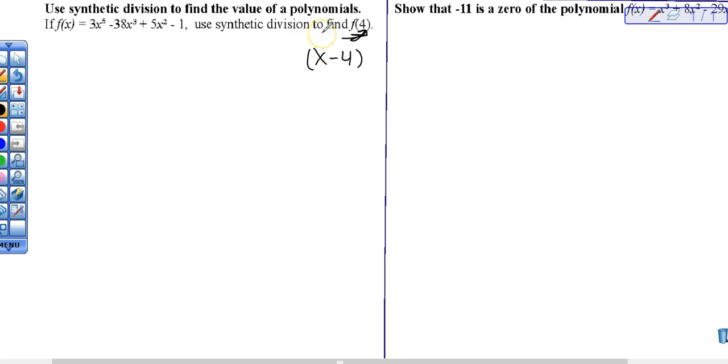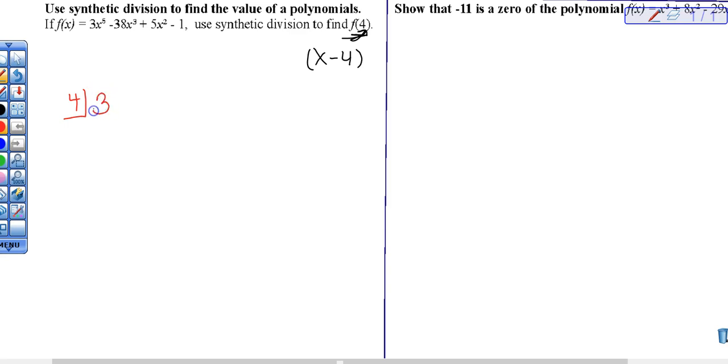Okay? So here's what we do. I'll do my format setup in red, but then I'm just going to go to my pencil for the rest of it. So we're going to take 4, not negative 4, because it says we're going to find the remainder of 4. So we're going to plug in a 4, because our zero would be x minus 4 for that one. And we're going to put out our coefficients. So let's put it out without skipping any zeros or any exponents.